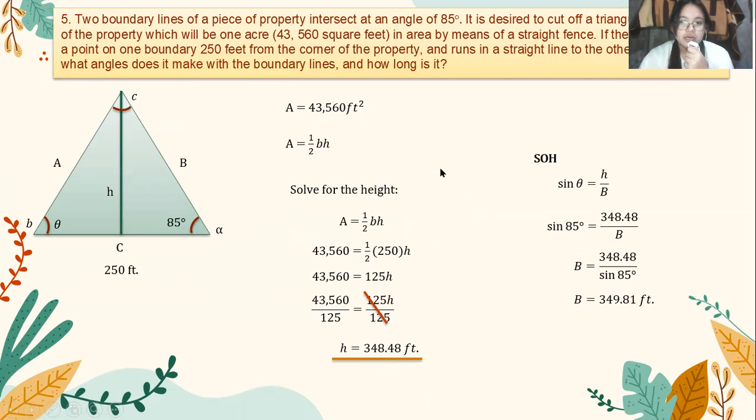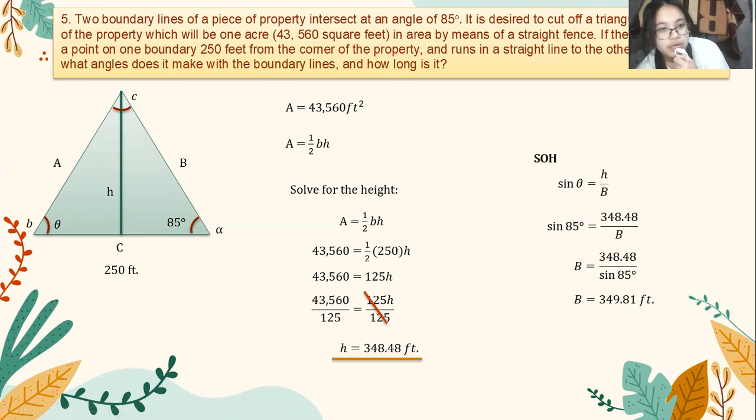So we have problem number 5. Two boundary lines of a piece of property intersect at an angle of 85 degrees. It is desired to cut off a triangular portion of the property which will be 1 acre, 43,560 square feet in area, by means of a straight fence. If the fence begins at a point on one boundary 250 feet from the corner of the property and runs in a straight line to the other boundary, what angles does it make with the boundary lines and how long is it?